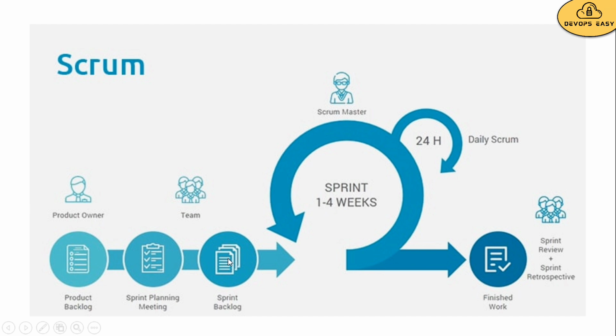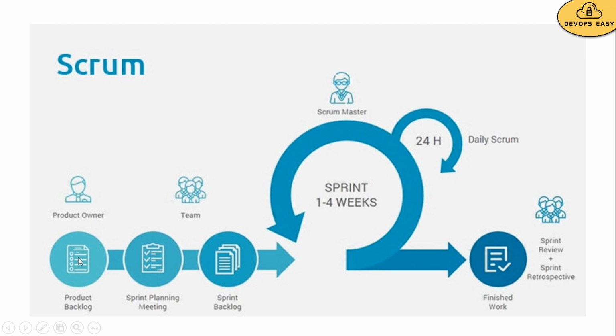If I convert this into a real-time example, suppose I have 100 movies and I want to watch all 100 movies. The total 100 movies I will keep in the product backlog folder. In the sprint planning meeting, I will discuss which movie I need to watch. Then depending upon that, if I want to watch one movie this week, I will add that movie to the sprint backlog.